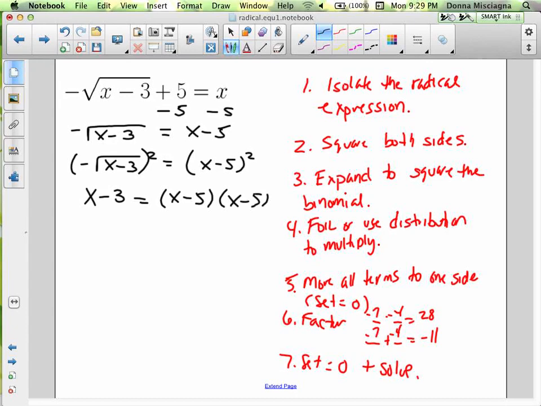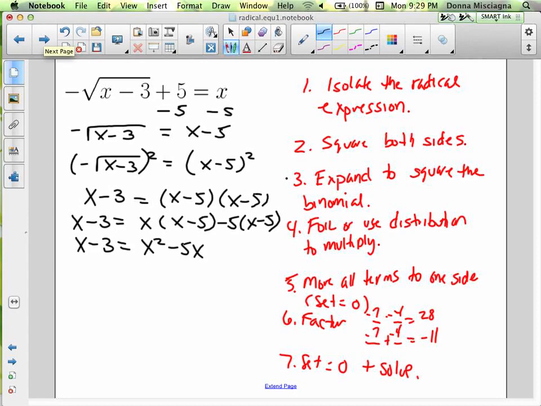Don't forget to expand that square, right? Expand to square the binomial, and then for use distribution. Right, maybe I'll use distribution on this one. So I have x minus 3 equals x times x minus 5. So I multiply the first term in the binomial by the second binomial, and then the second term in the binomial by the second binomial. So we'll distribute the x. X times x is x squared. X times negative 5 is negative 5x. Distribute the negative 5. Negative 5 times x is negative 5x. Negative 5 times negative 5 is a positive 25.